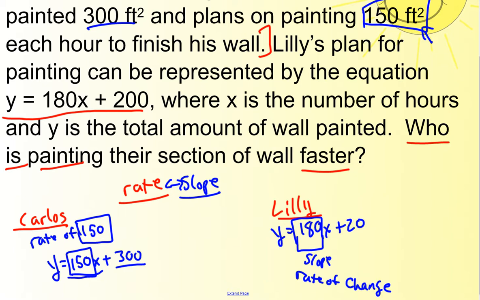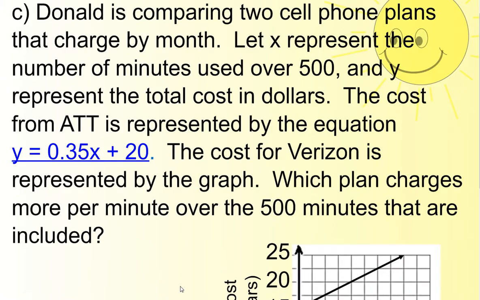All right, so here is letter C, something for you to try. I'll read it for you though. It says Donald is comparing two cell phone plans that charge by month. Let X represent the number of minutes used over 500, and Y represent the total cost in dollars. The cost from AT&T is represented by the equation, and there it is in blue. You'll need to put that on your paper. Y equals 0.35x plus 20.